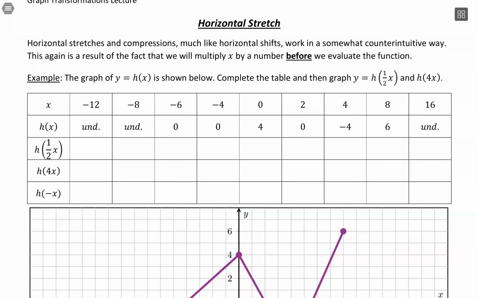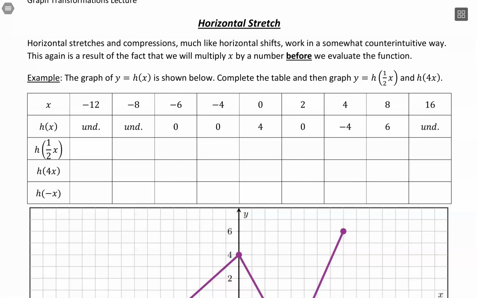So now let's look at the horizontal stretch. This is going to come through as multiplication with x. Again, this is inside the function. With the horizontal shift, that was coming from addition or subtraction inside the function. With the horizontal stretch, it'll be multiplication or division inside the function.